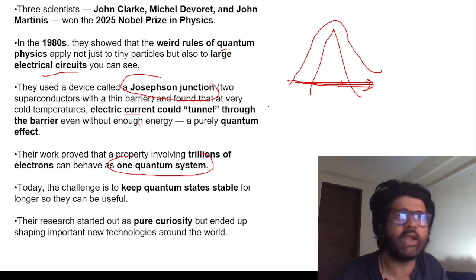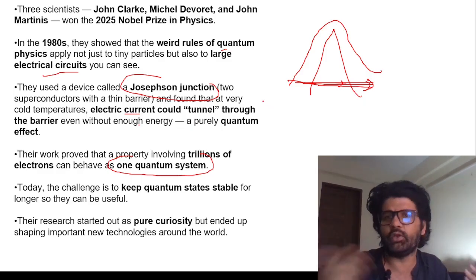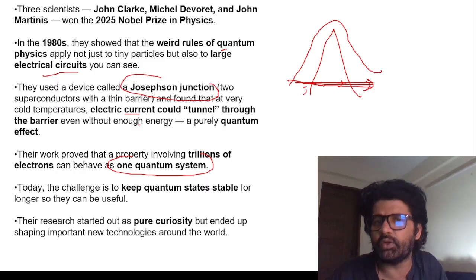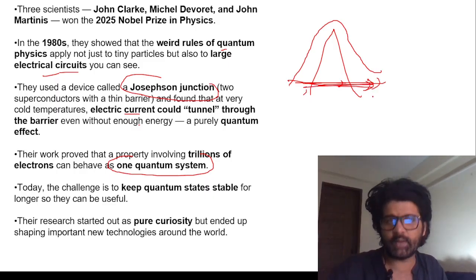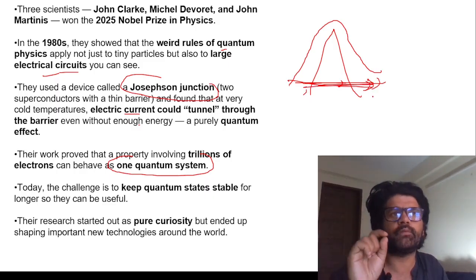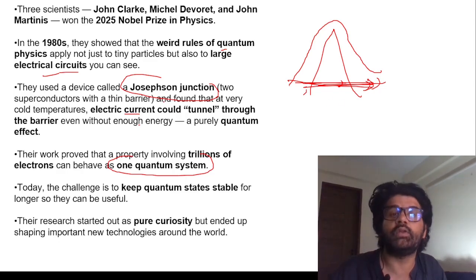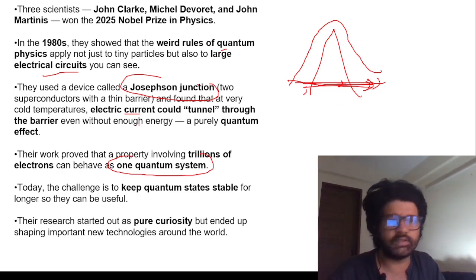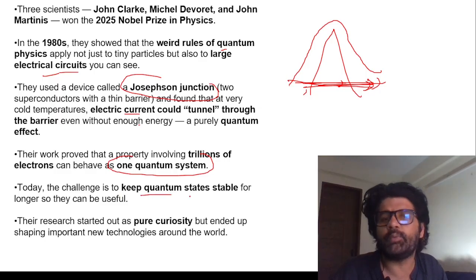Electrons and protons can do that, but not big particles. I cannot do that. If I don't have energy, I have to go like this. I cannot tunnel through. But inside my body, any particular electron and proton can do this tunneling. Now they have seen that even a bigger electrical circuit can do it. The challenge is to keep the quantum state stable.